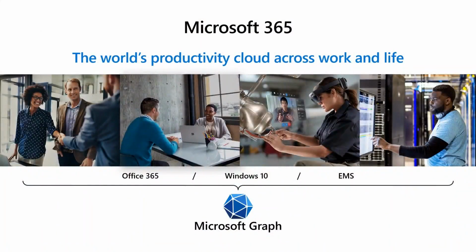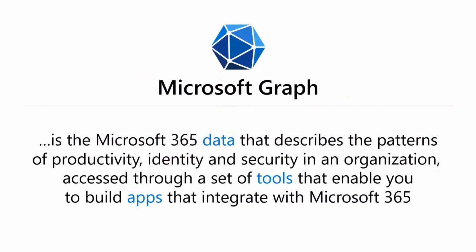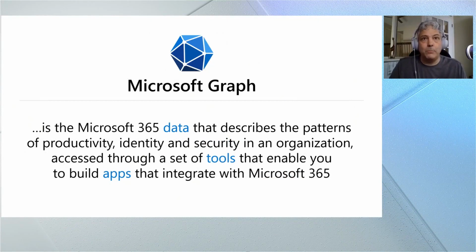Across Office 365, Windows 10, and the Enterprise Mobility and Security, Graph is the fabric of data that describes the patterns of productivity, identity, and security in an organization. A set of tools that enable you to build apps that integrate with Microsoft 365. But in order to make that description real, let's start by watching a video about a product built on Microsoft Graph by a Microsoft partner.